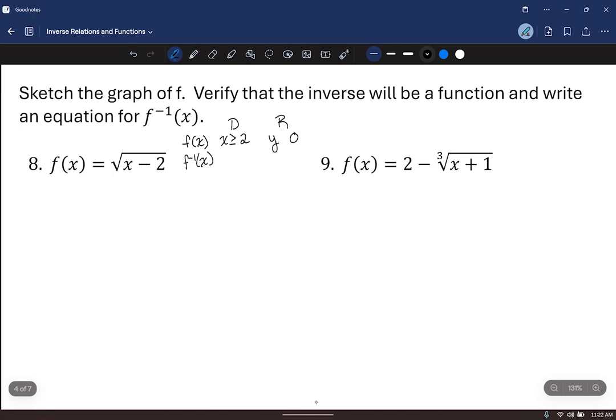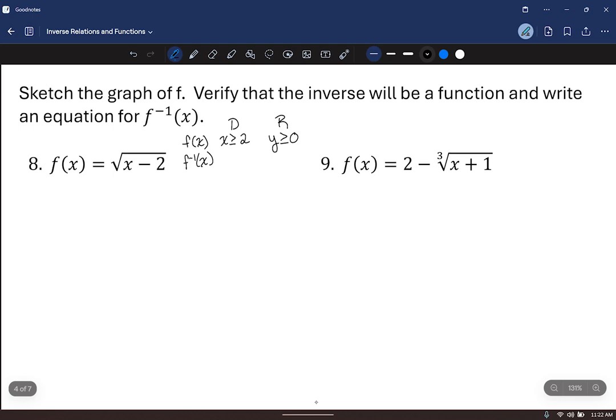Now, I know the x's are greater than or equal to 2. So I'm going to choose an x bigger than 2. Let's just go with 6. 6 minus 2, that's 4. The square root of 4 is 2. That number is bigger than 0. So I know my y's are going to end up being greater than or equal to 0.